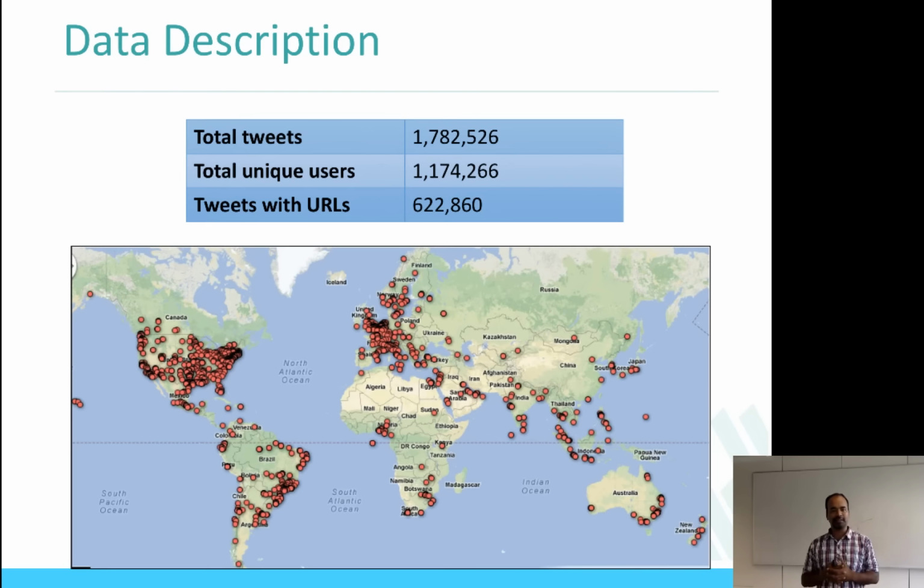So the data we are talking about, and this is one of the most exciting things that I feel about researching in the area of online social media, is the size of the data. In the Hurricane Sandy case, we're talking about 1,782,526 tweets that were collected while Hurricane Sandy happened. The total unique users was about 1 million users, and tweets with URLs was about 620,000. So that gives you a sense of how much data was collected for Hurricane Sandy.